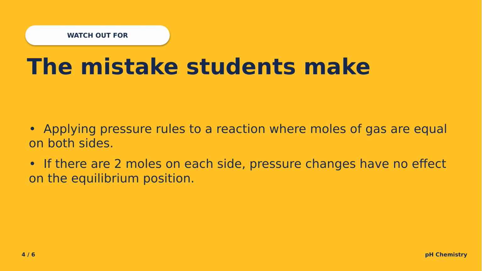Common slip. Applying pressure rules to a reaction where moles of gas are equal on both sides. If there are 2 moles on each side, pressure changes have no effect on the equilibrium position.